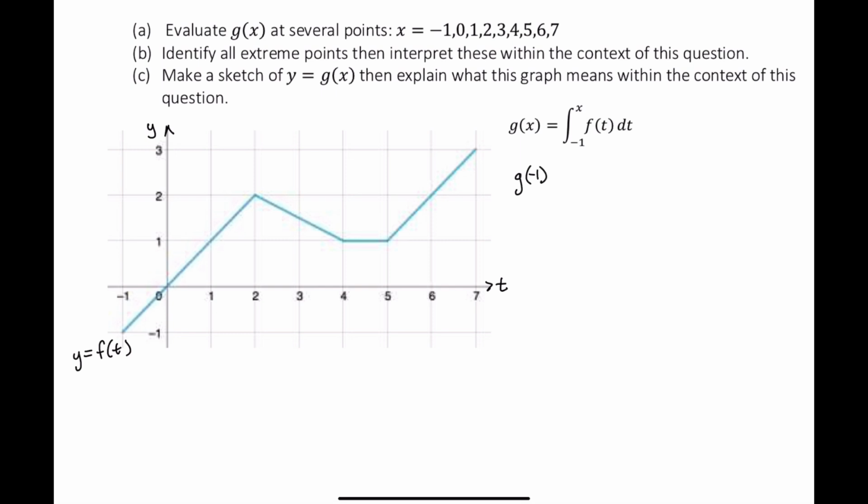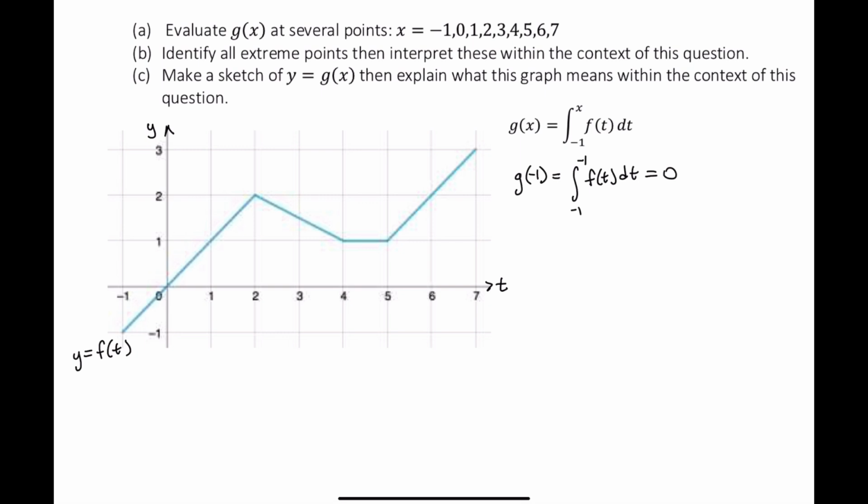G of -1, that's equal to the integral from -1 to -1 of f of t dt. Now geometrically, what is that? That's this point right here. It's basically a shape with no area. It's a little line, in essence, geometrically. So it doesn't have any area. So this is 0. We're not getting a region with area.